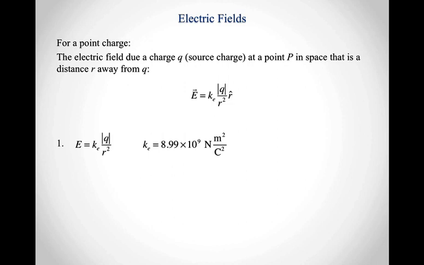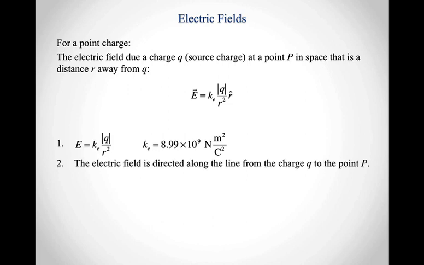Ke is still the same. It's the Coulomb constant, 8.99 times 10 to the 9 Newton meter squared per Coulomb squared. So this is easy enough to calculate. Two, the electric field is directed along the line that connects the charge Q to the point P.